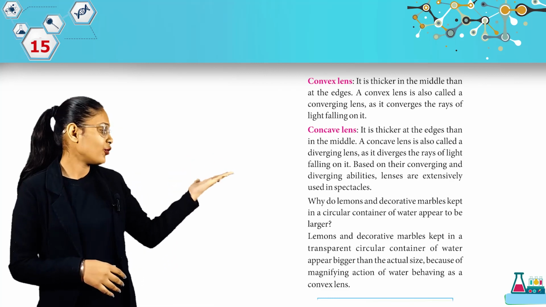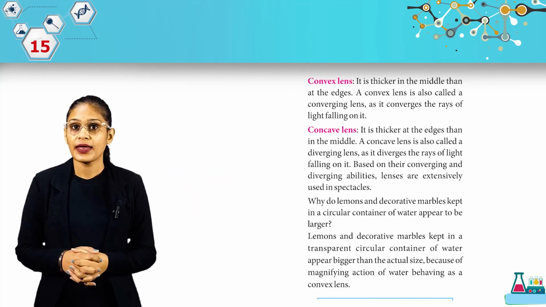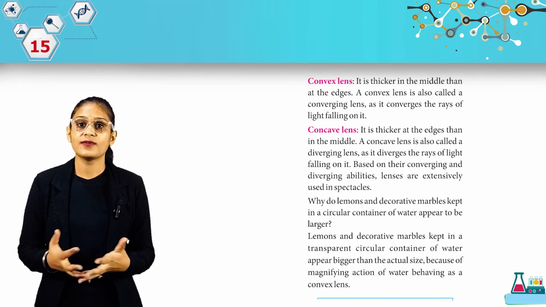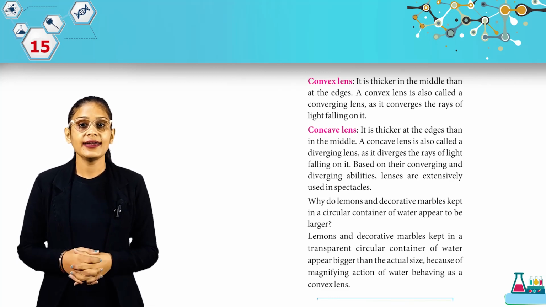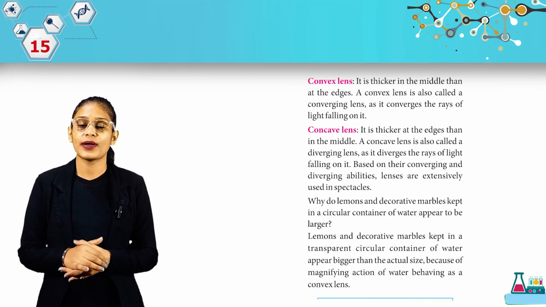Now we have concave lens. It is thicker at the edge than in the middle. A concave lens is also called a diverging lens as it diverges the rays of light falling on it. Based on their converging and diverging abilities, lenses are extensively used in spectacles.